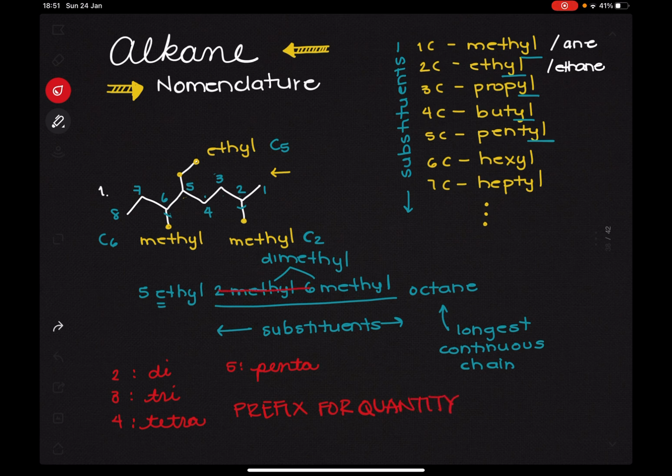So we do not put them separately. We're going to put them together, but each one has to have its carbon. So that means that I'm going to put 2,6-dimethyl. That means that in this octane, I have 2 methyls, right, in carbon 2 and carbon 6, and I have 1 ethyl in carbon 5. So a very important thing is prefixes.